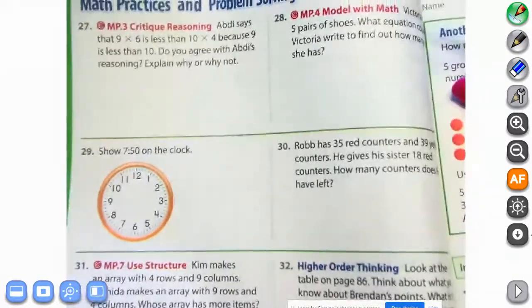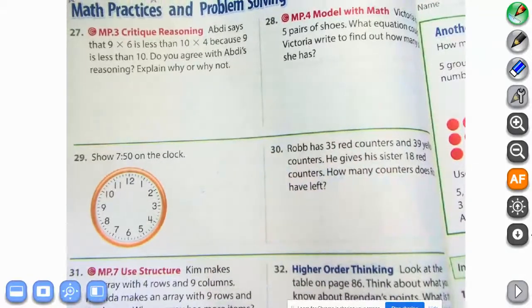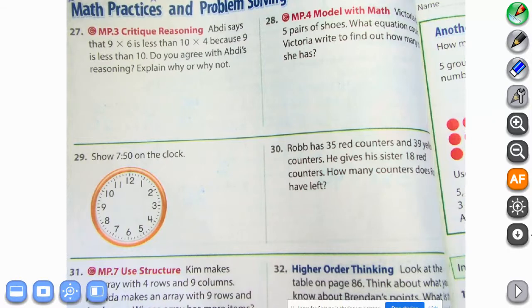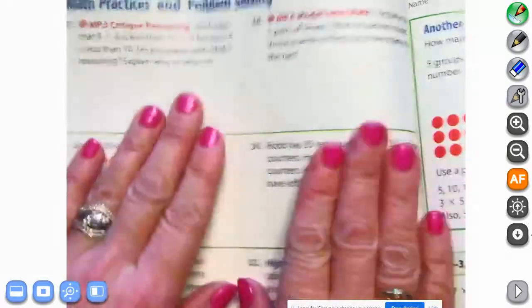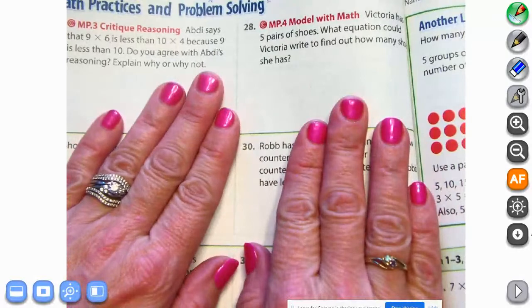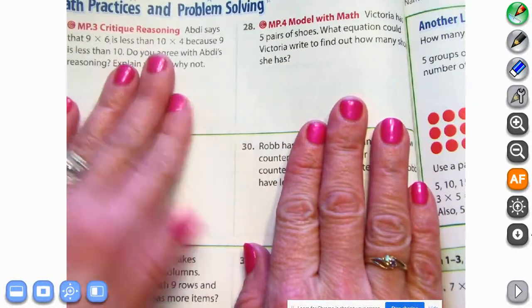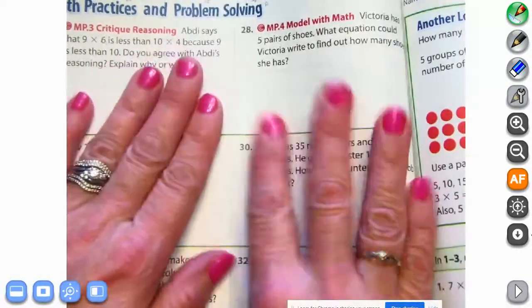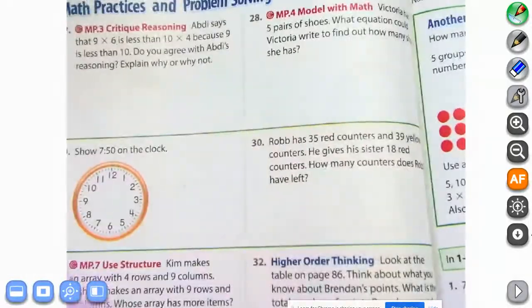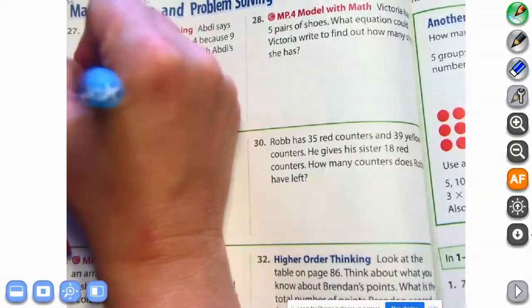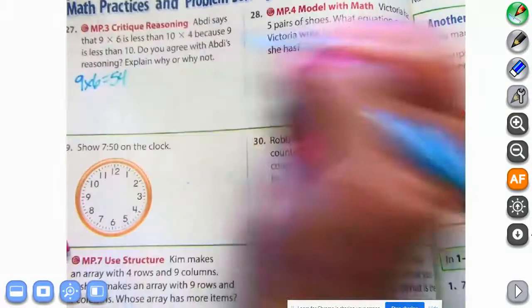Number 27 says, Abdi says that 9 times 6 is less than 10 times 4 because 9 is less than 10. Do you agree with Abdi's reasoning? Explain why or why not. So let's solve this first. 9 groups of 6. Okay. 1, 2, 3, 4, 5, 6. Put the 6th one down. 54. Okay. So 9 times 6 equals 54.